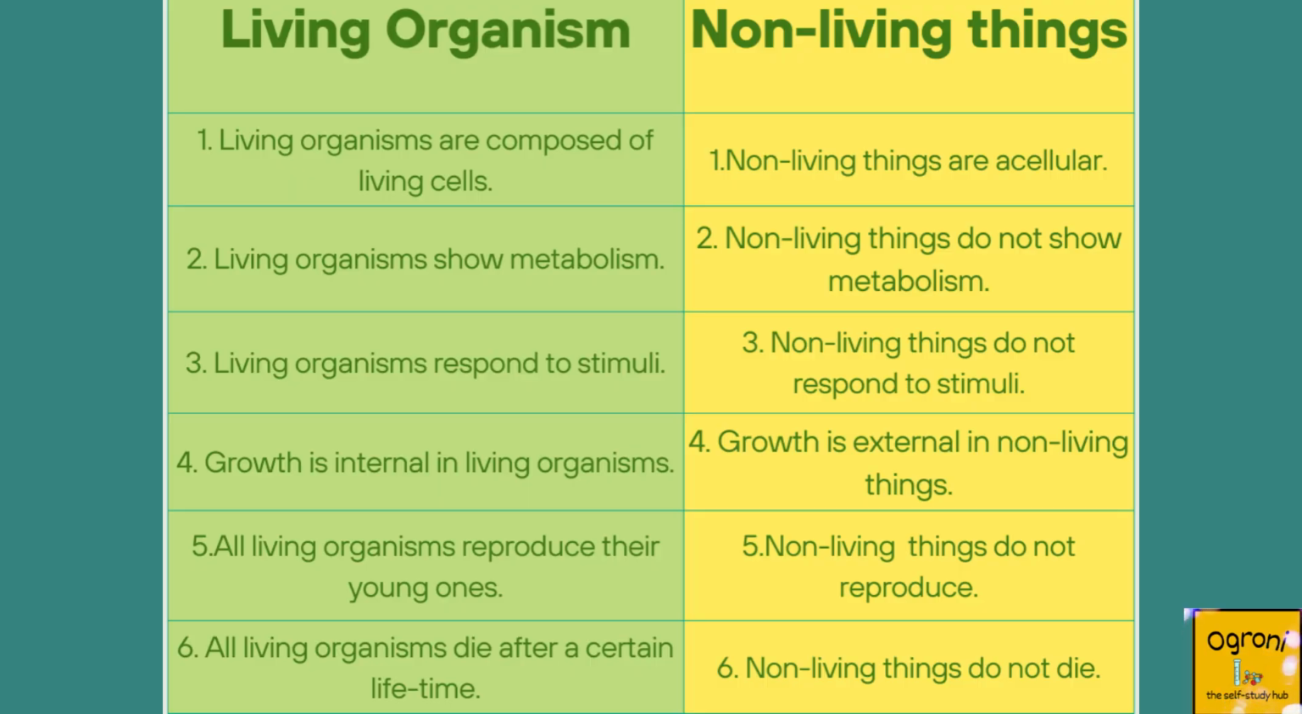All living organisms reproduce their young ones. Non-living things do not reproduce. There is a definite lifespan in living organisms, after which all living organisms die. Whereas in non-living things, there is no such lifespan.